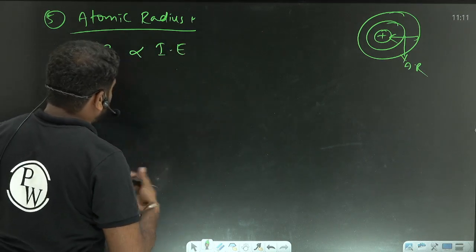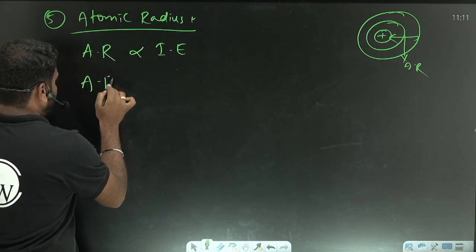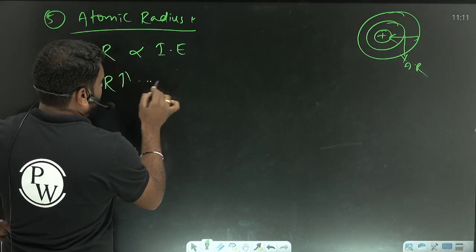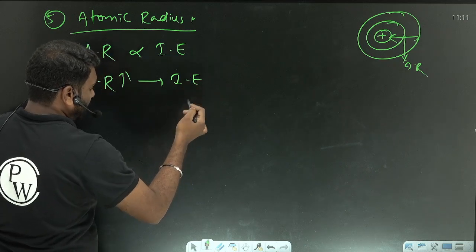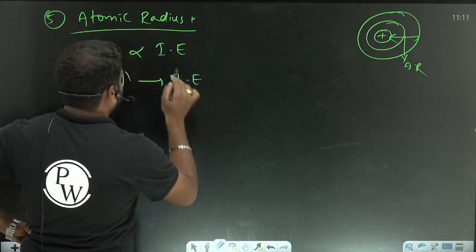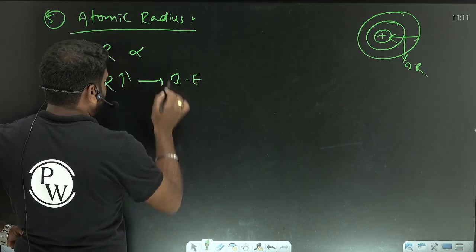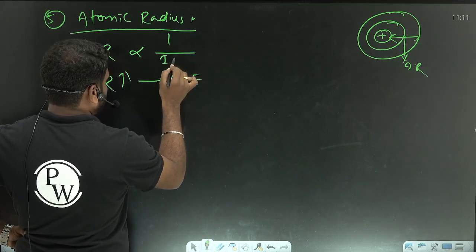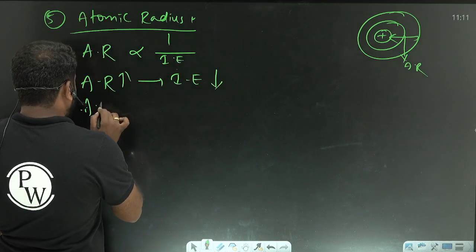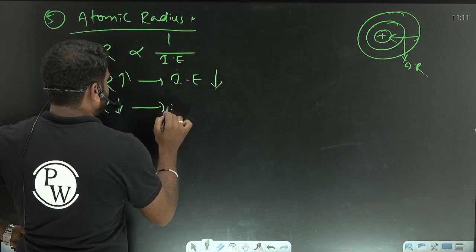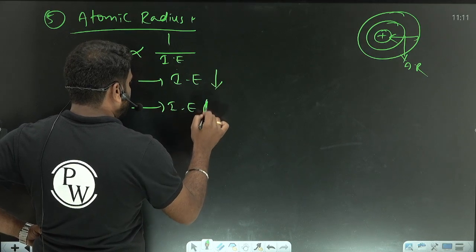If atomic radius increases, what will happen, beta? Does ionization energy also increase or decrease? Sorry, it is not directly proportional. It is inversely proportional, because as atomic radius increases, ionization energy decreases. As atomic radius decreases, ionization energy is what, beta? Increases. Why does ionization energy increase, beta?